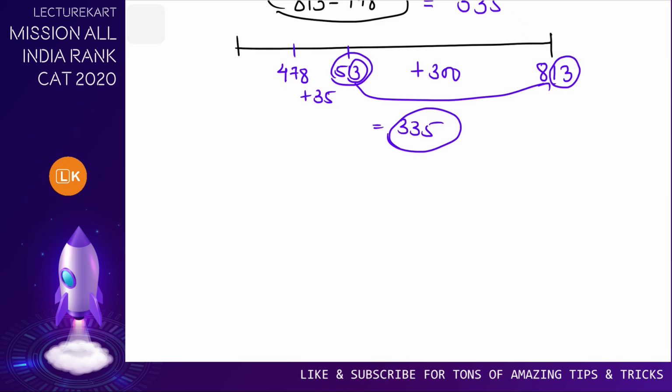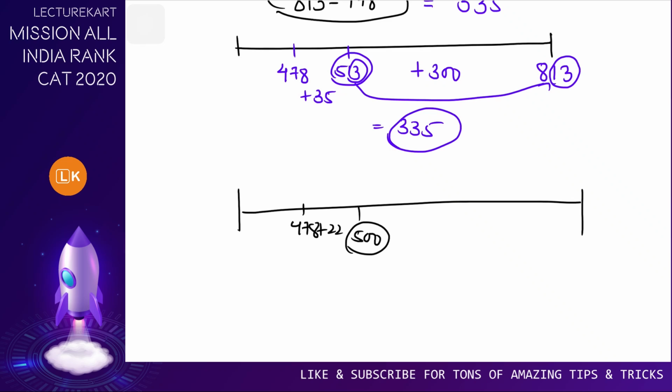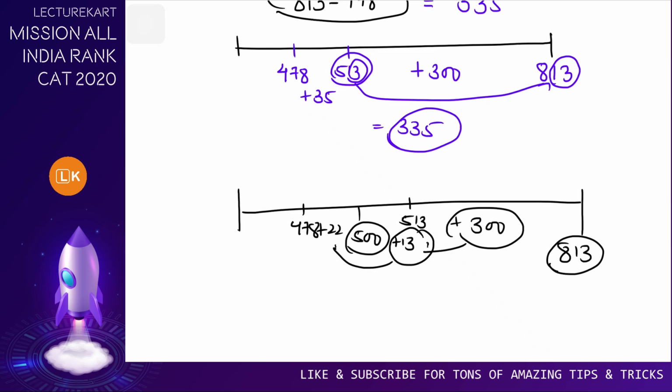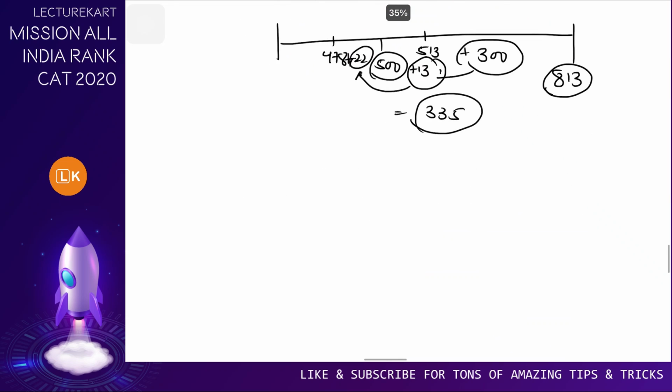But can there be alternate versions for this? Yes. We can go 478 plus 22 to reach 500. Good round number. And then we can add 13 again, letting us reach 513. And now with the easier part, plus 300, the answer is 813. Now we have to add the numbers that we used to reach 813. So 300 plus 13 plus 22. Again, the answer will be 335. Choose the way that is easier for you.